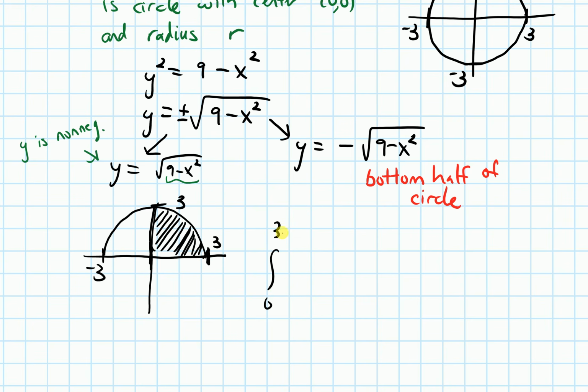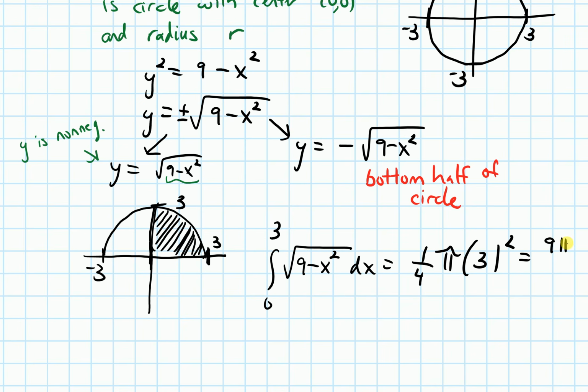So the integral from 0 to 3 of our function, based off of the bounds, this is a quarter circle, so the area would be 1/4 pi r squared. So pi r squared, and the radius of the circle is 3. So this gives us 9 pi over 4. And that's our integral right there.